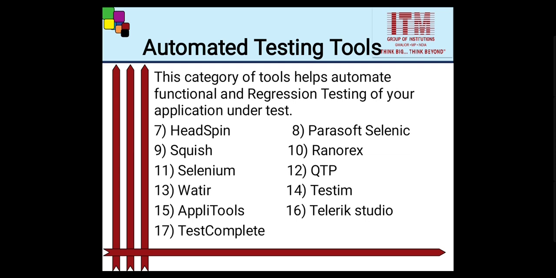First one is HeadSpin. Actually, HeadSpin is the first connected intelligence platform that provides web, mobile, IoT, and 5G solutions to unify testing, monitoring, and analytics across application, device, and network. And HeadSpin empowers development, quality assurance, operations, and product teams to optimize connected experience and ensure digital business success.